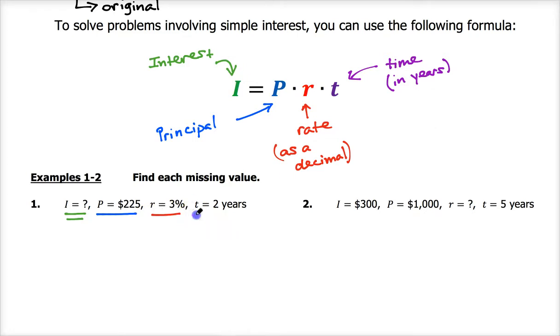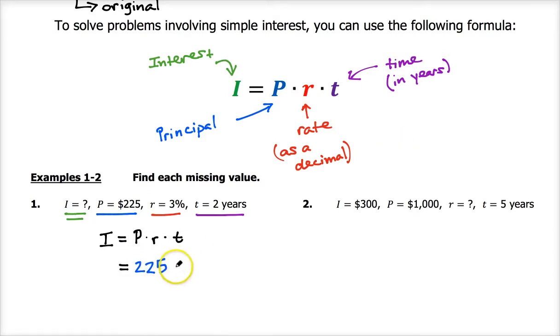So anytime you're using a formula, I highly recommend that you write the formula back down as it is originally given. So this one is I equals P times R times T. That helps your brain memorize that formula each time you write it down. And so what we're going to do is we're going to substitute the values that we already know in for these variables. So we know that P is 225.